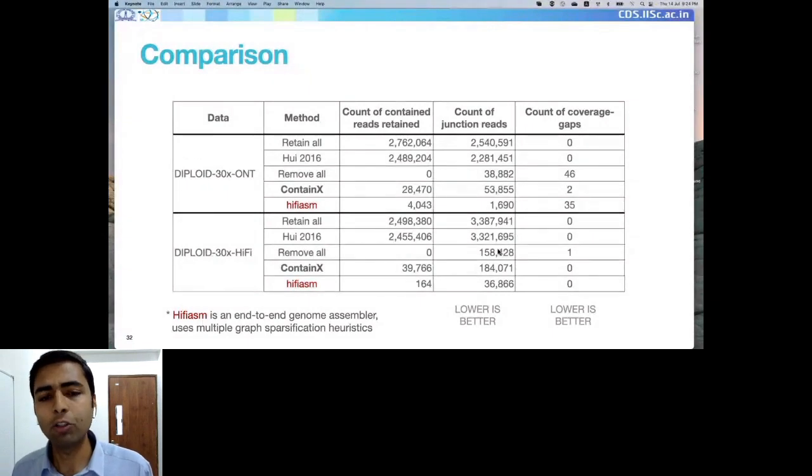HiFi ASM is also tested here. If we look at HiFi ASM, which is a full-fledged assembler, we find that the heuristics are not working, in the sense that 35 coverage gaps are still observed out of 46 for Nanopore. But for HiFi, it resolves the single coverage gap that was observed.